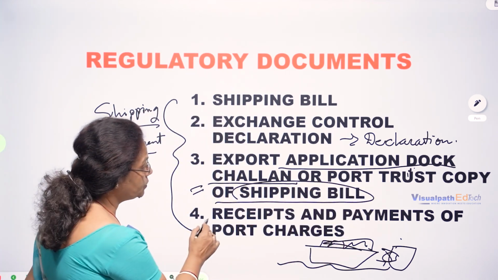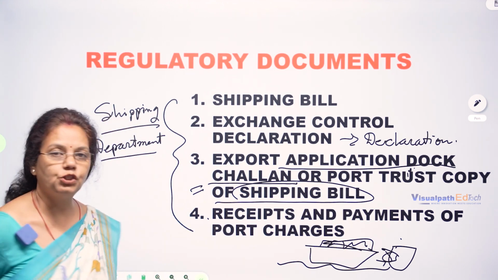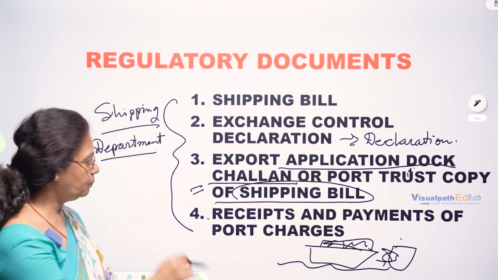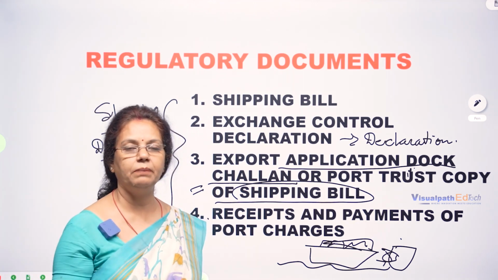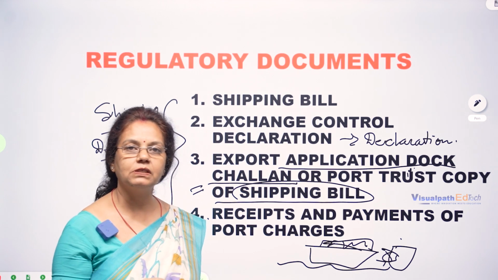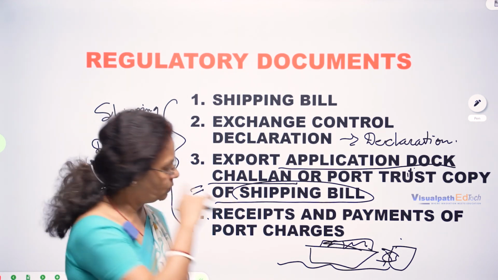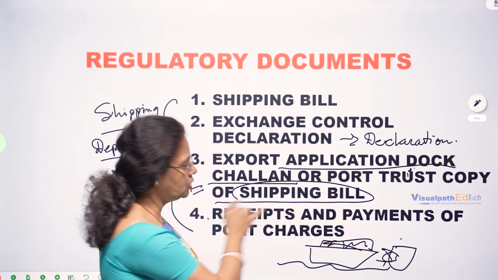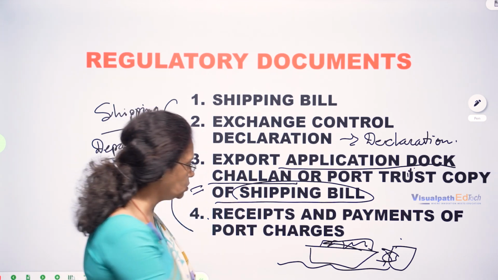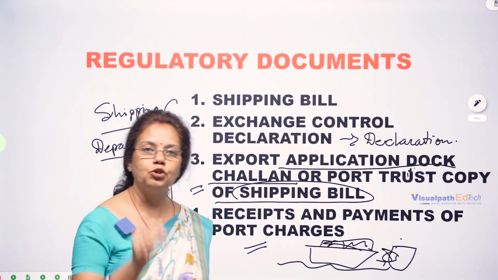The last one is receipts and payments of the port charges. There is a process of receipts and payments: the amount we will receive, then the amount we have to pay. So for the entire challan, the entire charges of receipts and payments, we also have to make documents.